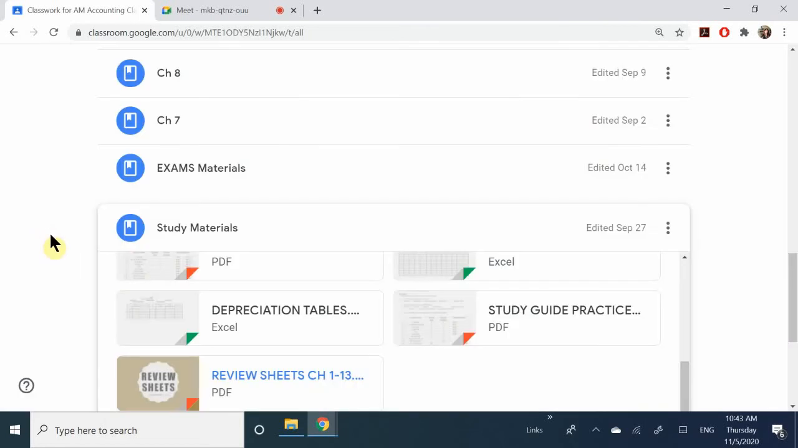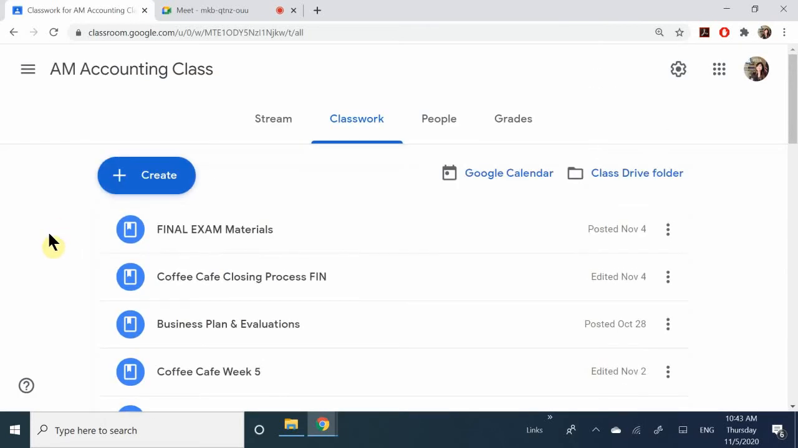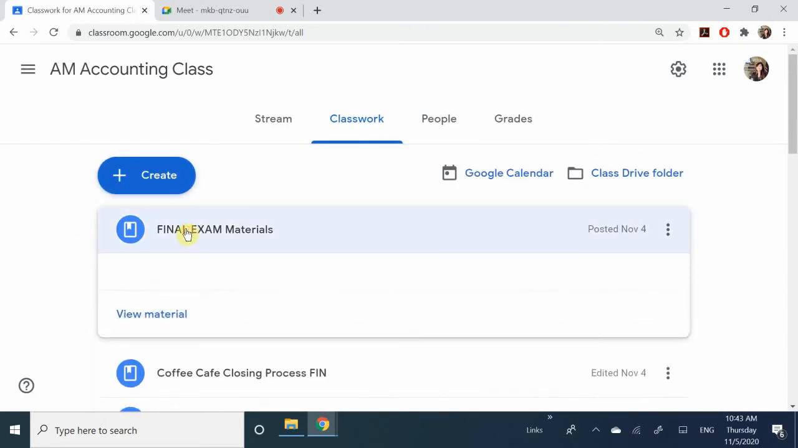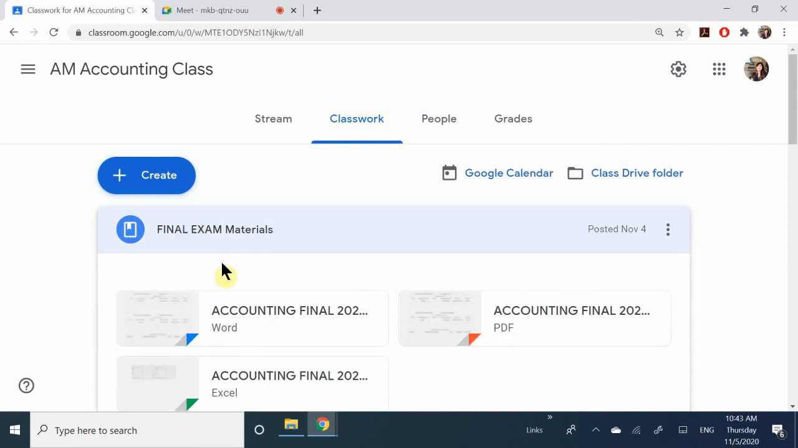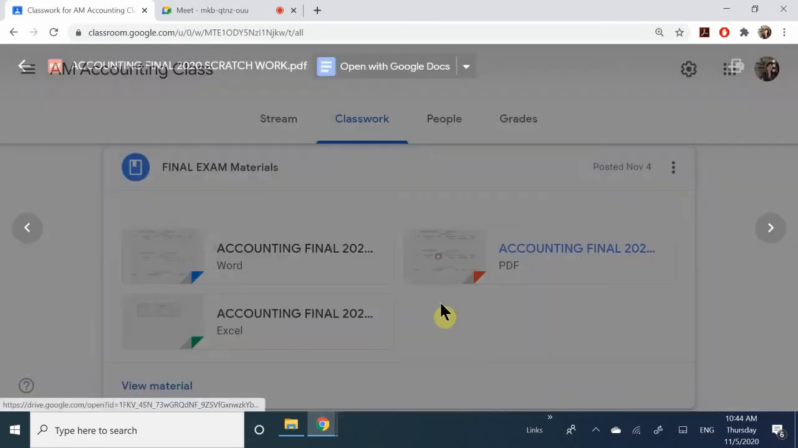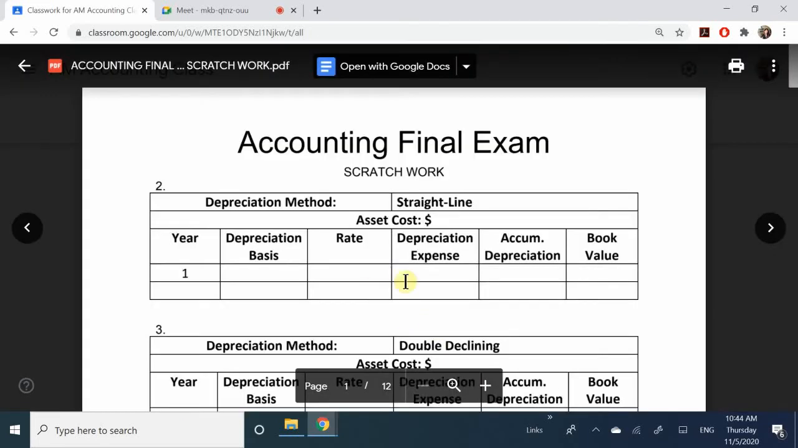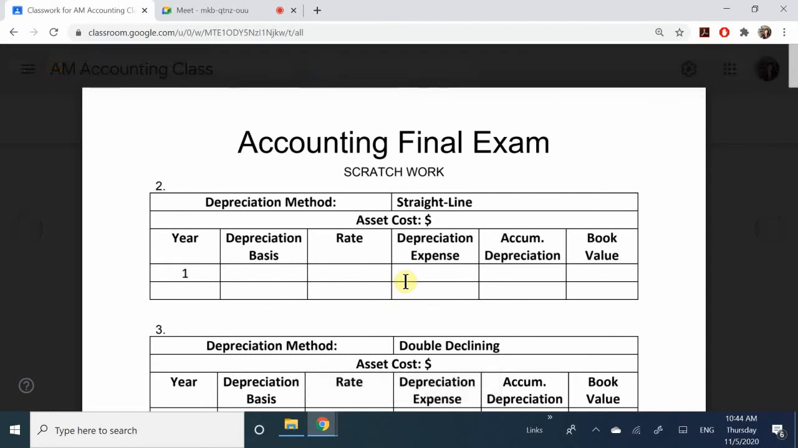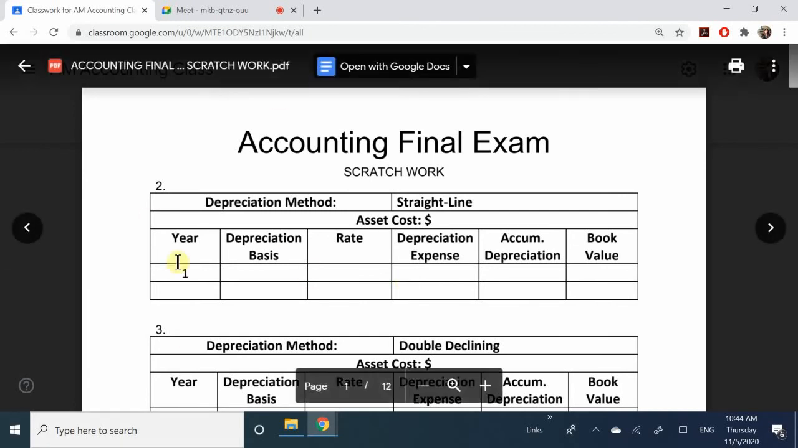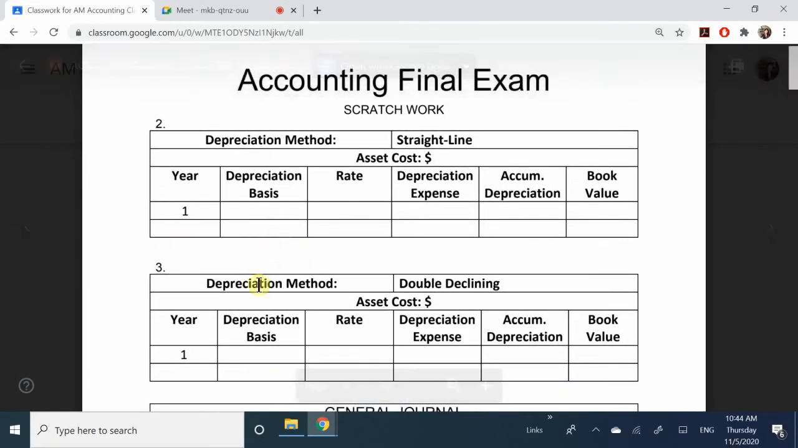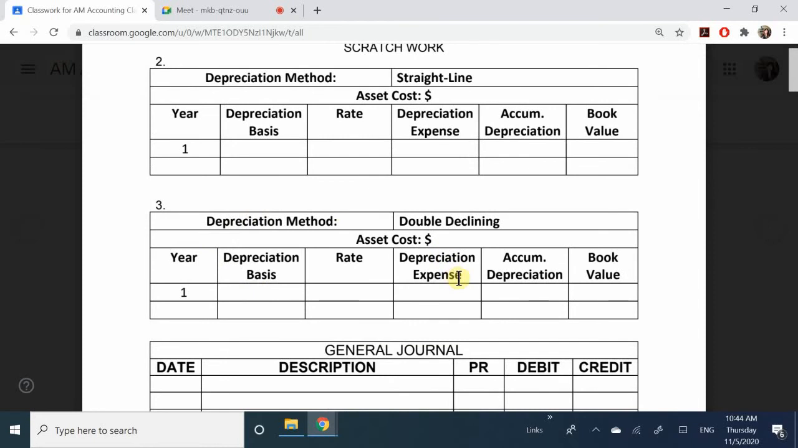If you have also checked out what I recently posted last night, I went ahead and posted your final exam materials. Now let's go over it. And guess what? I was even nice enough to tell you exactly what is on the exam. Question number 2, your first one, is going to be a straight line problem. Question number 3 is going to be a double declining. See, look how nice I am to you guys here.